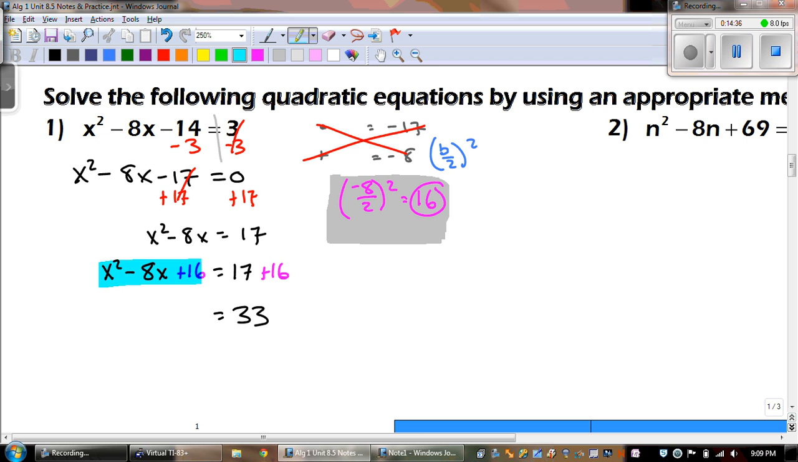we need to factor that. Numbers that multiply to 16 and add to negative 8. Well, that ends up being x minus 4 times x minus 4. And we want to rewrite that into vertex form. And now we're going to solve it.